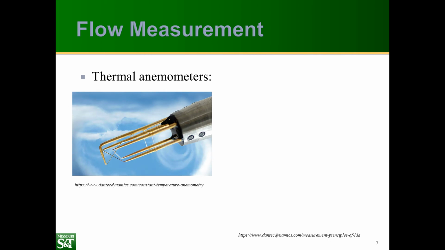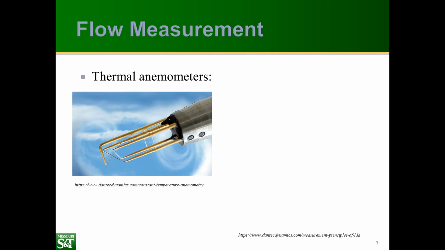We can also look at measuring local behavior of a flow using things like thermal anemometers. Thermal anemometers use a hot wire or hot film element that's electrically heated, and you measure the input heat rate needed to maintain a particular temperature. Next semester in heat transfer, we'll learn how heat transfer is related to flow speed. So it does require some calibration to relate the input power to the flow speed.